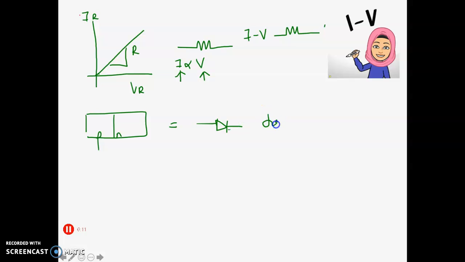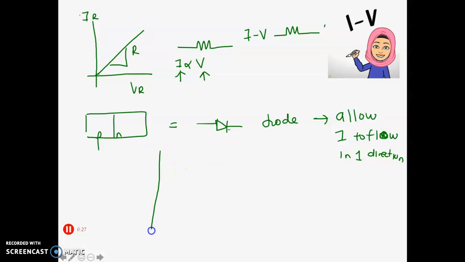What is the function of a diode? To allow current to flow in one direction. Okay, one direction.